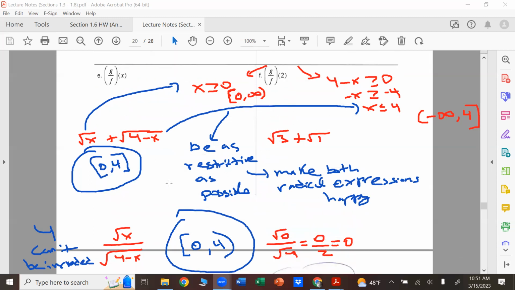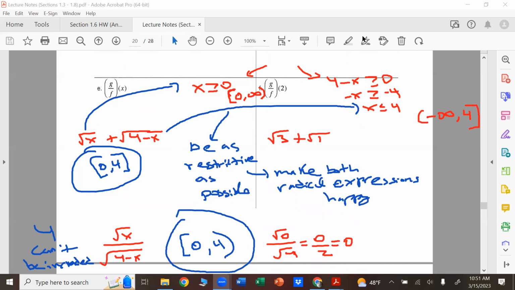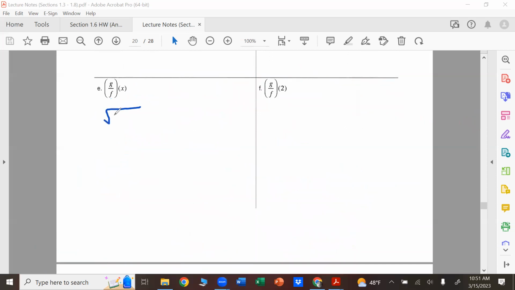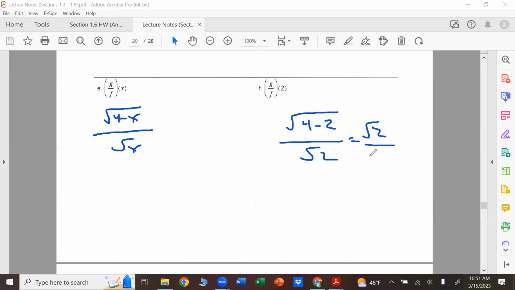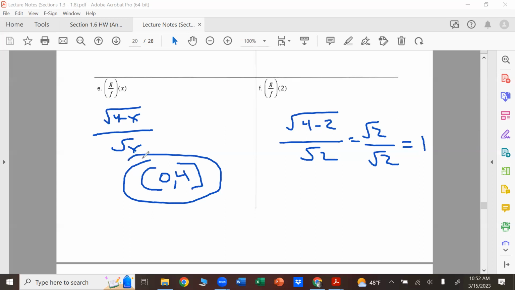And then if I reversed it, so you have root 4 minus x over root x. So it's root of 4 minus 2 over root 2, which is root 2 over root 2, which of course is 1. Now, again, you can't be greater than 4. Can't be less than 0, but you're not going to include 0. You include 4, but you can't include 0 because you can't divide by 0. So that's kind of what's going on with that one too.